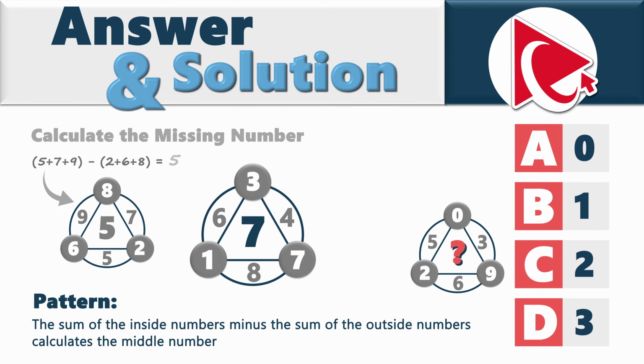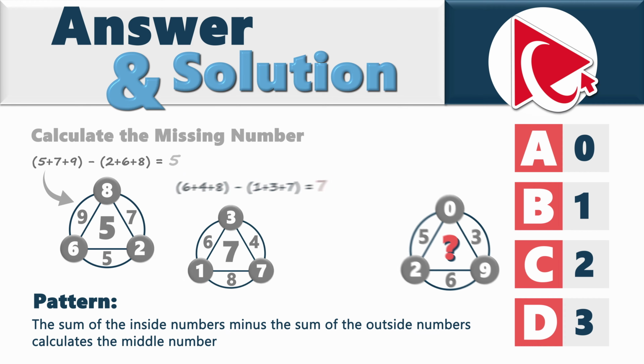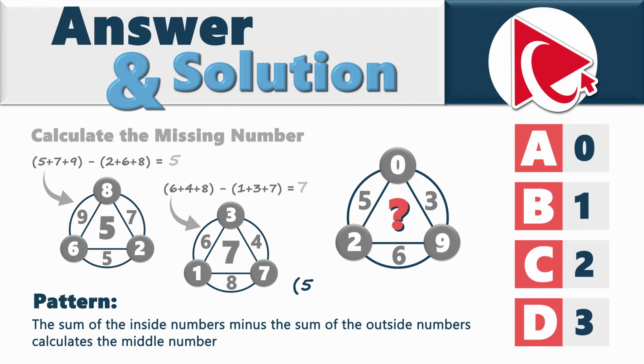Let's confirm our calculations by looking at the second shape. 6 plus 4 plus 8 minus 1 plus 3 plus 7 equals 7. And now we can calculate the missing number. 5 plus 3 plus 6 minus 2 plus 0 plus 9 equals 3. So the correct answer here is choice D, 3.